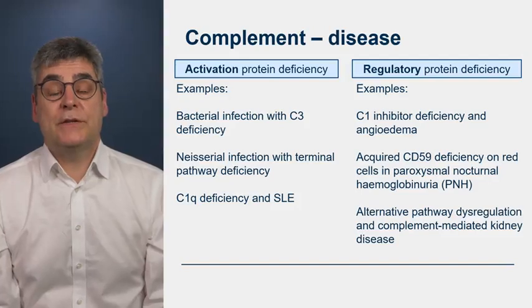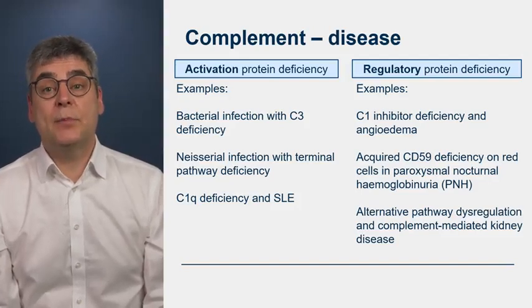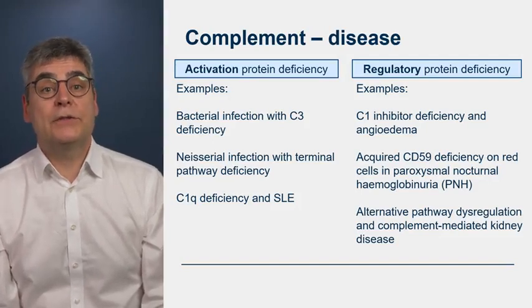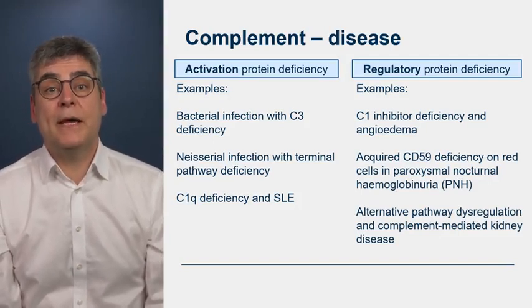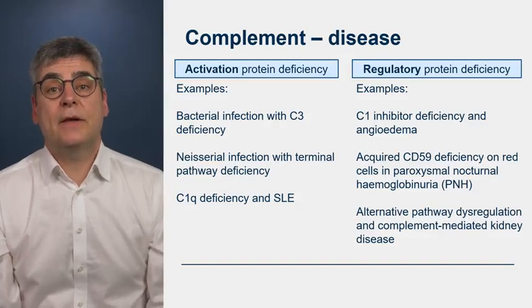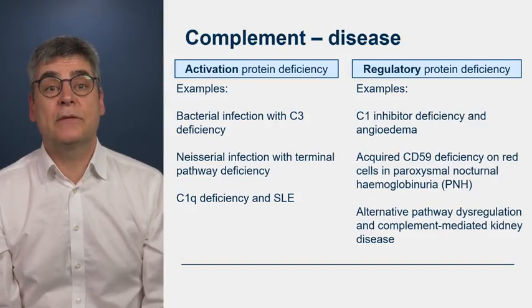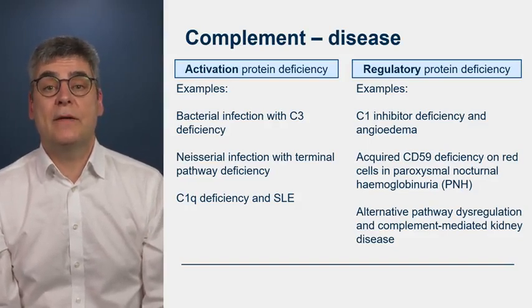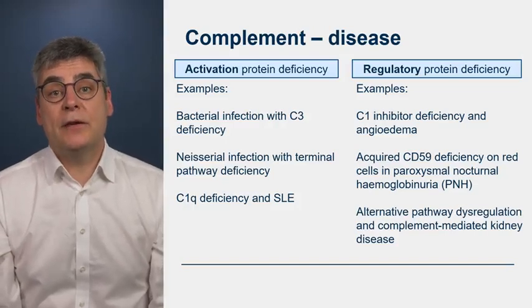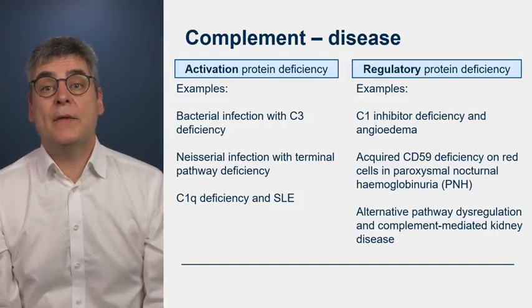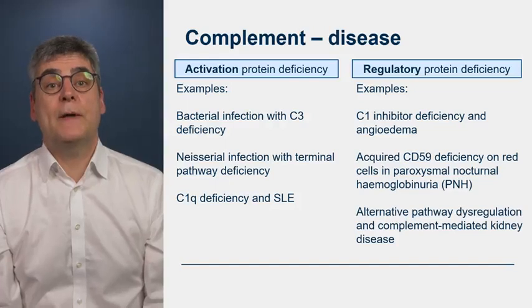Regulatory protein deficiency includes C1 inhibitor deficiency and angioedema, and paroxysmal nocturnal hemoglobinuria, or PNH, where the genetic defect results in red cells lacking GPI-anchored proteins, which include CD55 and CD59. The lack of CD59 results in red cells that are susceptible to lysis by membrane attack complex formation, which is triggered through the alternative pathway.